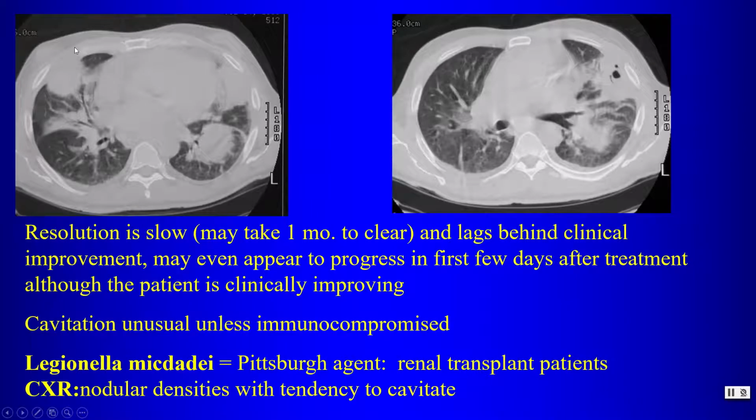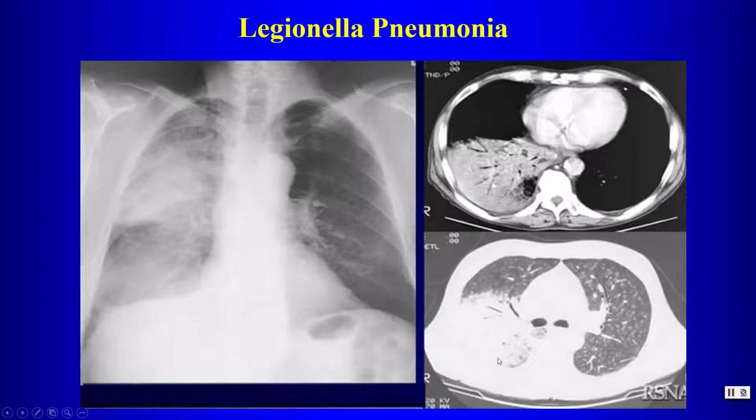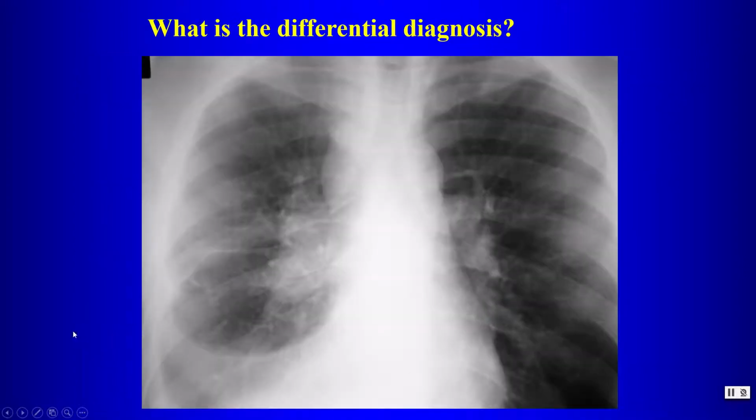And here's another example where we have multifocal consolidations. We see some cavitation in this particular case, but cavitation is unusual with this particular infection. And it usually takes a while to clear as the resolution can be slow and lags behind the clinical improvement. Another example of Legionella pneumonia here, extensive consolidation in the right lung, which we can also see on the CT scan.